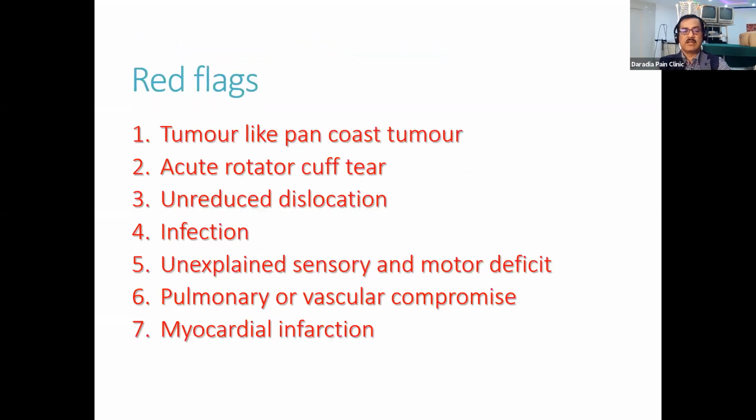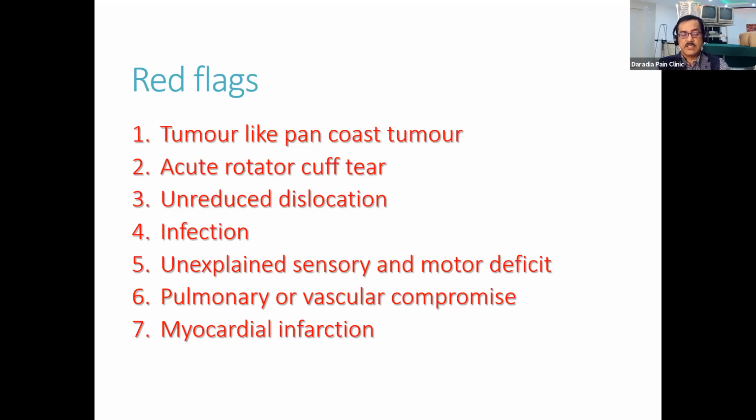So now let us see the red flags. Red flags are almost similar everywhere. If you are suspecting a tumor, particularly a tumor of the thoracic area, that can present with shoulder pain. Sometimes there is pain where there is a metastasis in the humeral head. That is not uncommon. If there is a dislocation, a fracture, or an infection, septic arthritis, though it is rare, we should still remember all those causes.